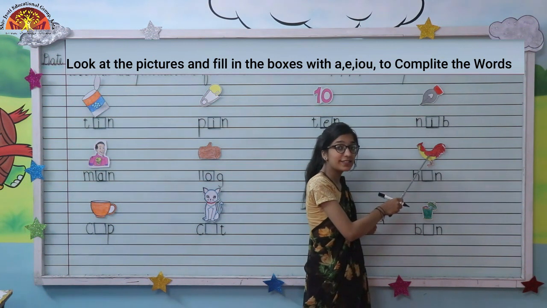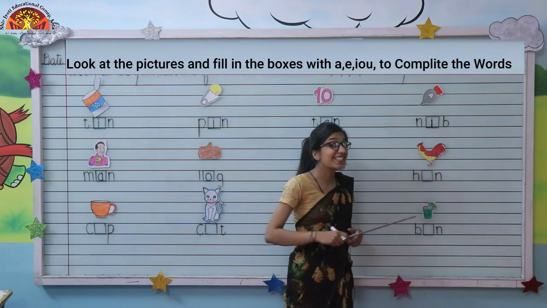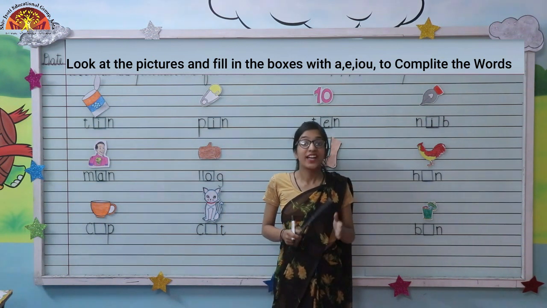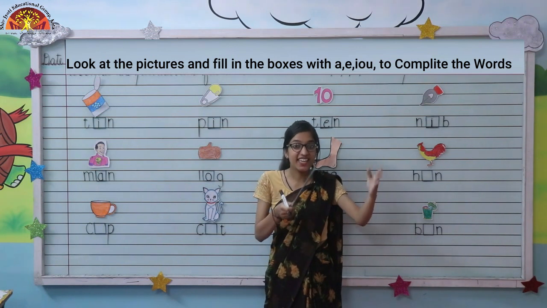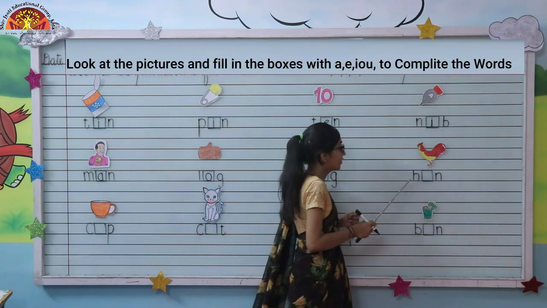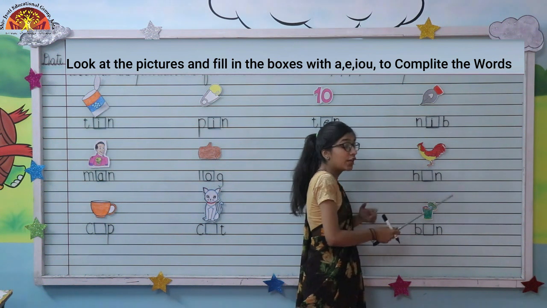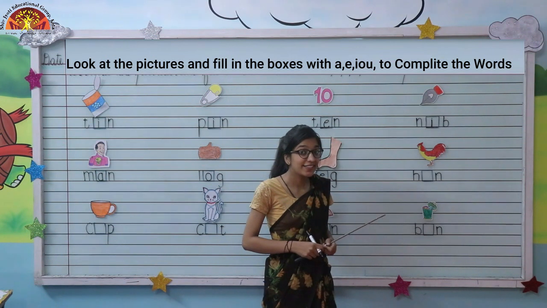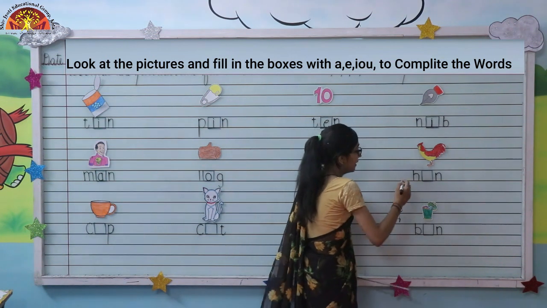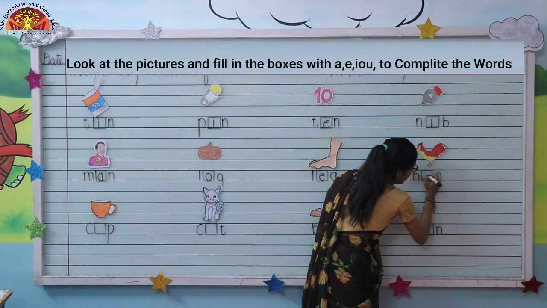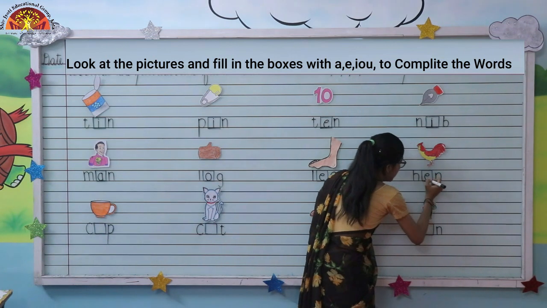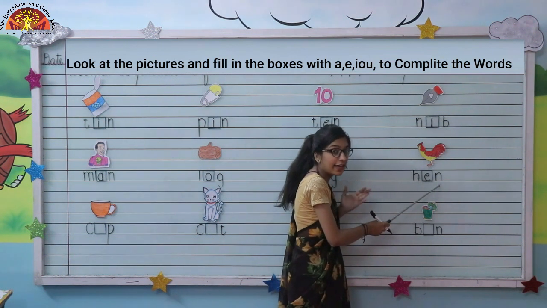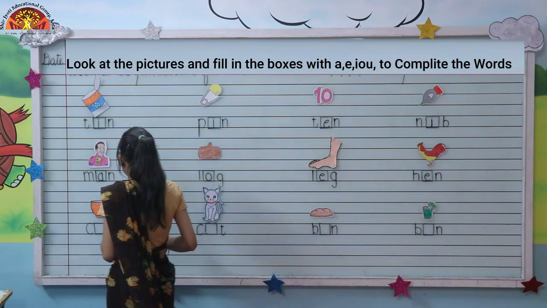Now come to the next one. Which picture is this? Tell me. Yes, this is a picture of hen. The spelling of hen is H-E-N, hen. So H and N are already written over here. So we have to write which vowel again? Yes, vowel E. So kids, write vowel E here. H-E-N, hen. Okay.